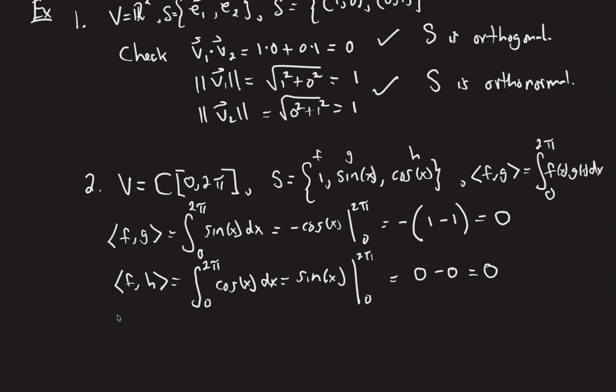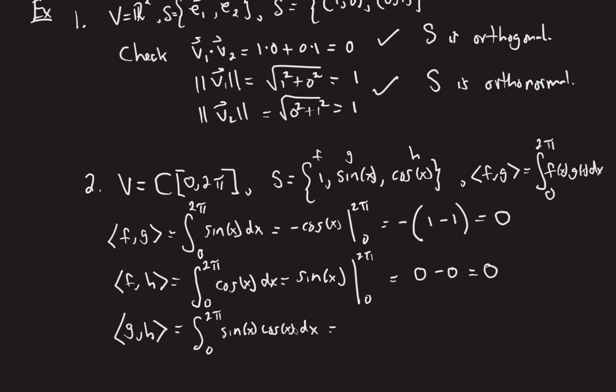And then let's take a look at now g times h, or g and h. We check the last pair. So again, 0 to 2 pi, and now we have a little bit of work to do because we got sine x times the cosine of x. And there are lots of ways you can approach this.